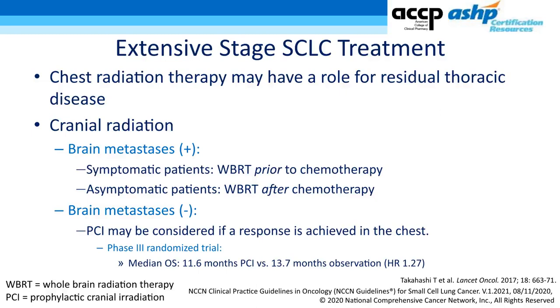Patients that are found to have no brain metastases do have an option for prophylactic cranial irradiation, and it may be considered if response is achieved in the chest. However, there is much debate as to the role of prophylactic cranial irradiation at this point in time. So discussions with the radiation oncologist as well as medical oncologist is important.